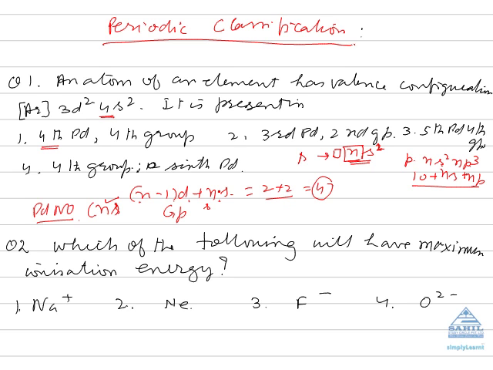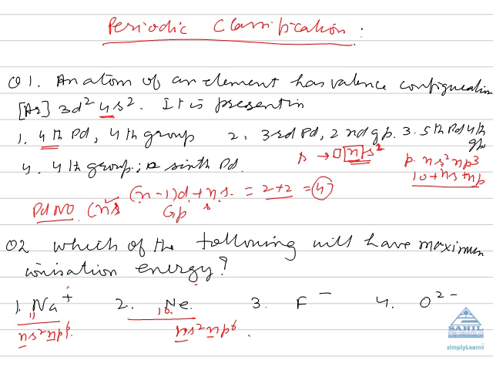Suppose you get a question, which of the following will have maximum ionization energy? First of all, see if any of the elements has a stable configuration. In this case there are two elements, sodium ion and neon, both have stable configuration, both are isoelectronic. Neon has 2s2 2p6, sodium also has 2s2 2p6. In both cases the value of n is 2. Now the second thing you have to see is which of the two has the greater nuclear charge. Sodium has atomic number 11 and neon has atomic number 10.